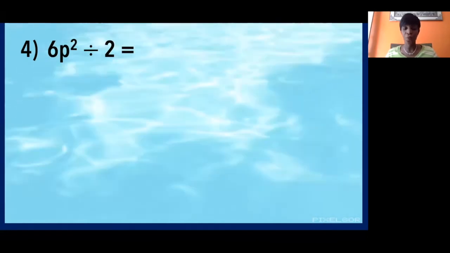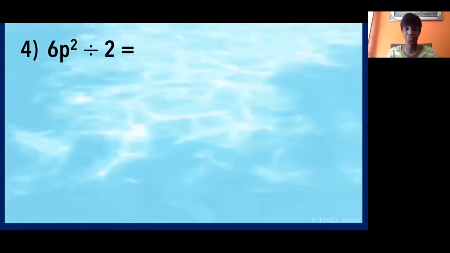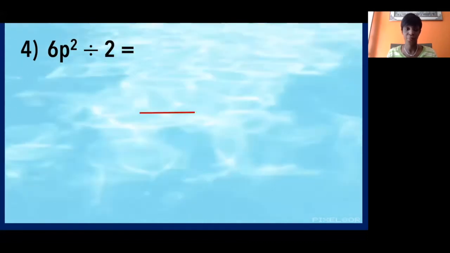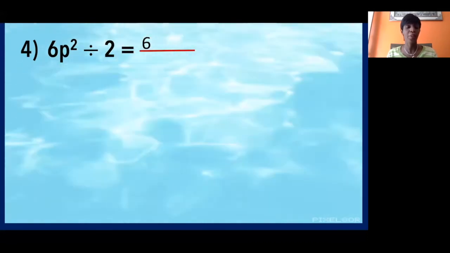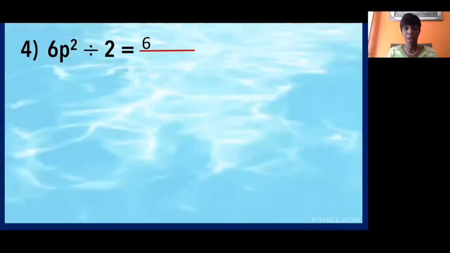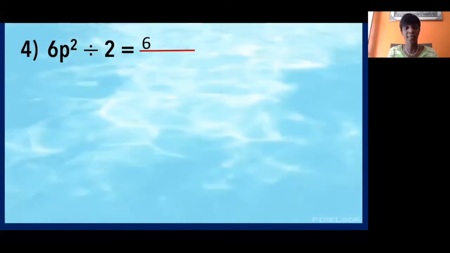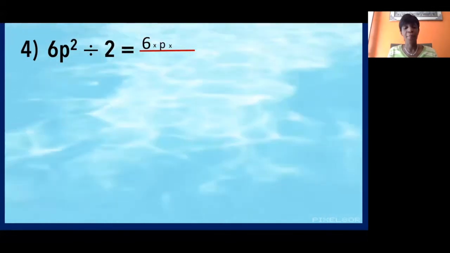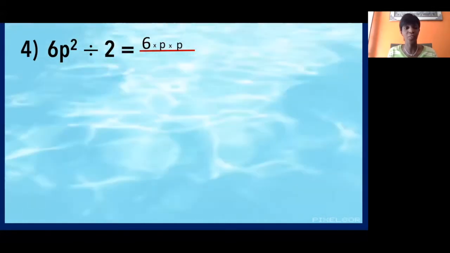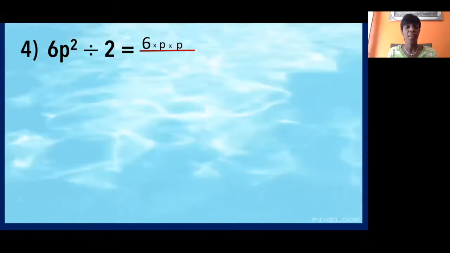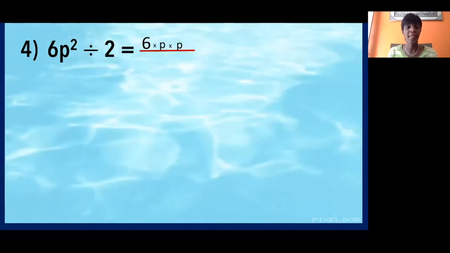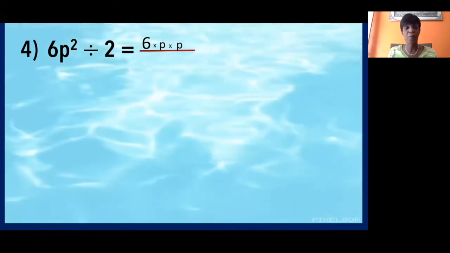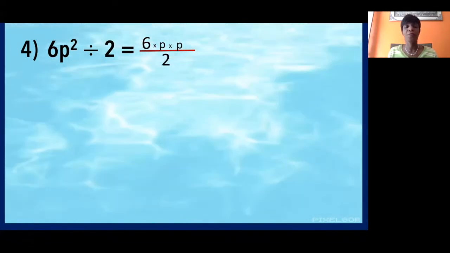Okay, let's go. The first thing we're going to do is set up as a fraction. So we're going to have our fraction line. Remember, we have our line first. Okay, and on top of our line, we're going to have 6. And we have to write out how many p's. We have 2 p's, so you have 6 times p times p, because P squared means there are 2 p's. That goes at the top. And at the bottom, we're going to just have 2.